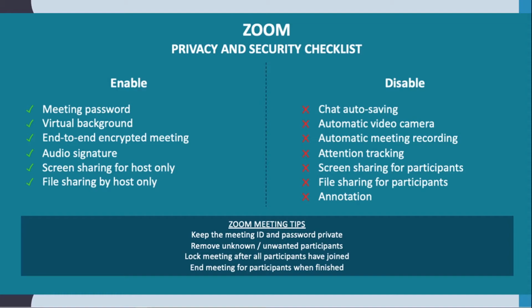You can enable end-to-end encryption on the meeting. You set screen sharing for host only and file sharing for host only. This is obviously situational, but if you're in a case where nobody else needs to be sharing their screen or sharing files, it would be recommended to just lock that down from the start. And things that you can disable: chat auto saving. You could disable your automatic video camera, that way your video doesn't pop up if you don't want it to.